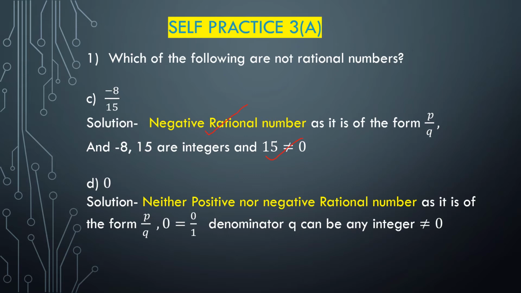D, 0. 0 is neither a positive nor negative rational number. It is of the form p divided by q, where we can write 0 as 0 divided by 1, where both 0 and 1 are integers and denominator q can be any integer but not equal to 0. So 0 is neither positive nor negative rational number. 0 is a rational number.